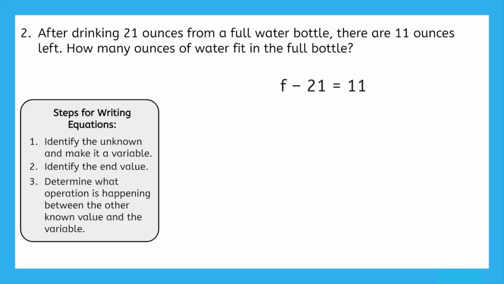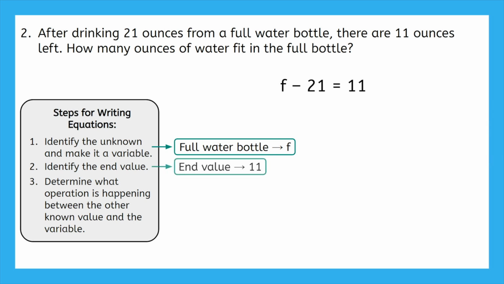So here we have the equation f minus 21 equals 11. Even though the amount of water in the full bottle can be seen as a total, it's not our end value, it's the unknown value. We start with the full bottle, then drink some, and end with 11 ounces. So 11 is the value by itself on one side of the equal sign. In this situation, drinking water from the water bottle is a context clue for subtraction, because it removes water from the full bottle. The order of the terms here matters. f minus 21 is different from 21 minus f, so make sure you have the terms written in the correct order.